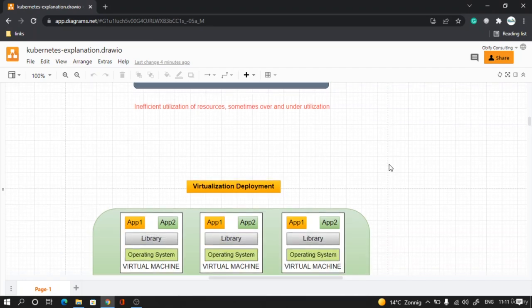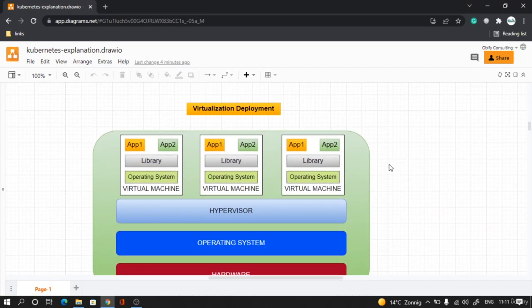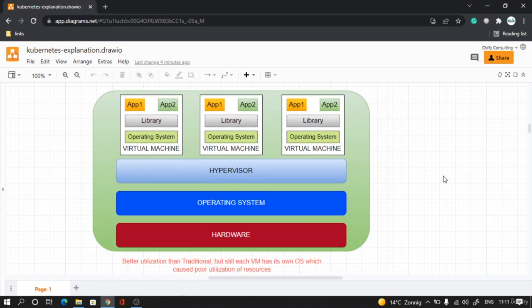Then we moved to virtualization and the virtualized deployment mode. What changed here is we had hardware, and on top of it we installed an operating system. This was called the host operating system, and on top of it we installed software called a hypervisor. And then we started creating virtual machines. They were not physical hardware machines, but just virtual machines which we created out of this big machine.